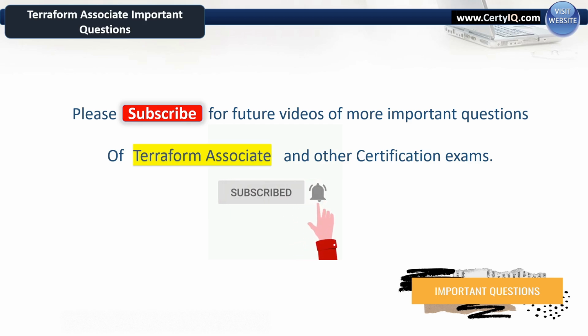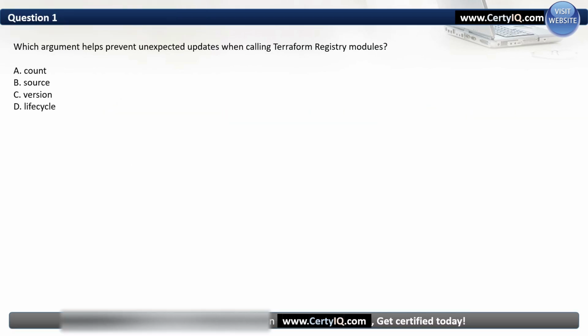To the questions. Question 1. Which argument helps prevent unexpected updates when calling Terraform registry modules? The correct option is C. Version.